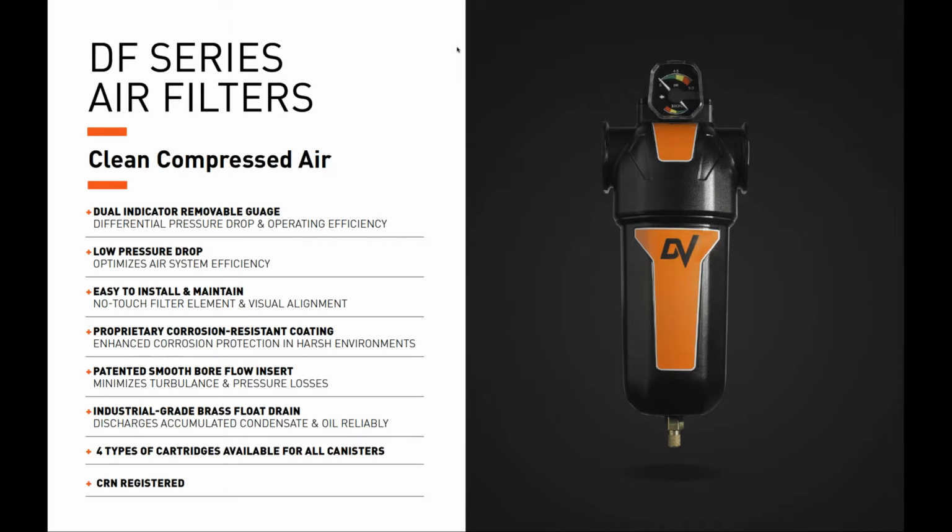DF series air filters are easy to install and replace with a no-touch filter element and a visual alignment to prevent over-tightening. The proprietary internal and external corrosion-resistant coating provides enhanced corrosion protection in harsh environments. The patented smooth bore flow insert further minimizes turbulence and pressure drop. DF series air filters include an industrial-grade brass float drain which discharges accumulated condensate and oil reliably. DF series air filters feature 4 filter element cartridges for all canister sizes. DF series air filters are CRN registered.